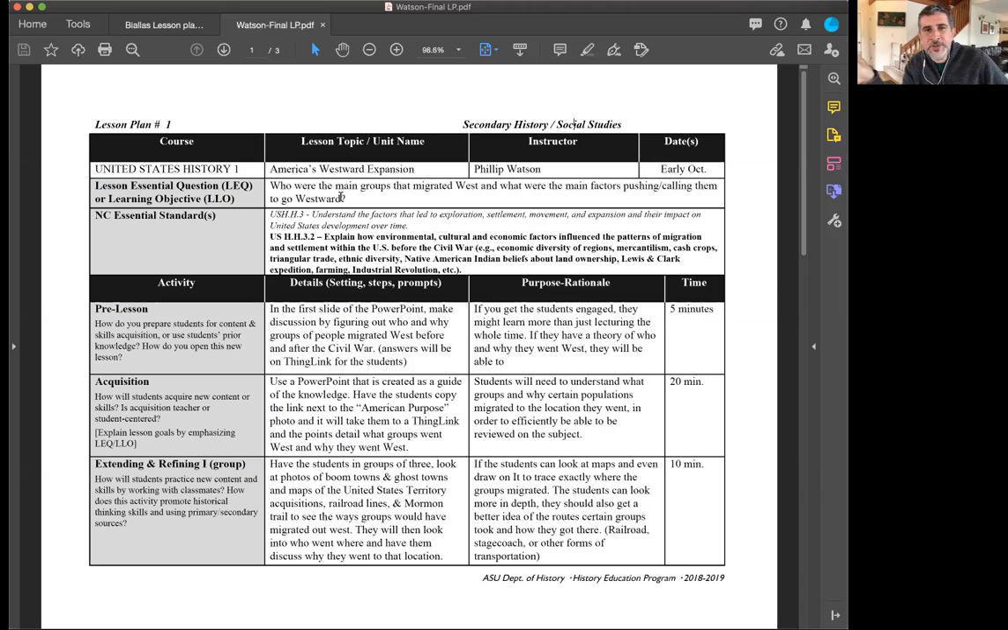If you look at the second half of that statement, what were the main factors pushing and calling them to go westward? In order to answer that, you have to know who the main groups are. So it's kind of implied in that second part. So one thing that I would focus on, if I were to rewrite that question, is: what were the main factors pushing and calling specific groups to go westward in the United States? And then when you answer that question in the activity or the lesson, you'd have to detect who those main groups are.